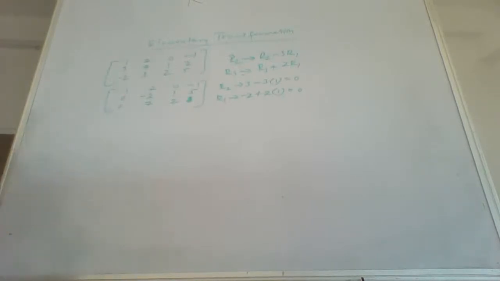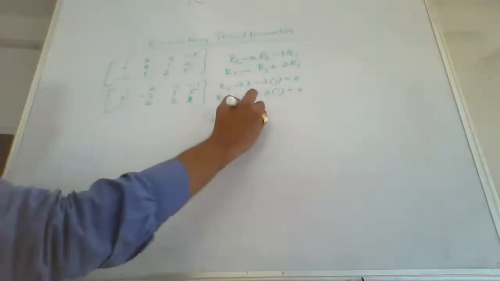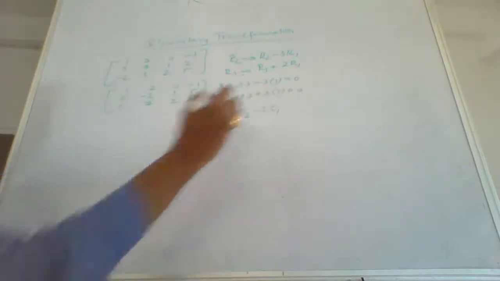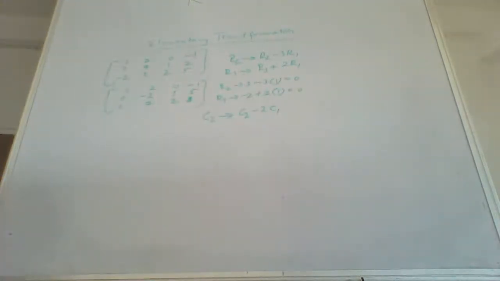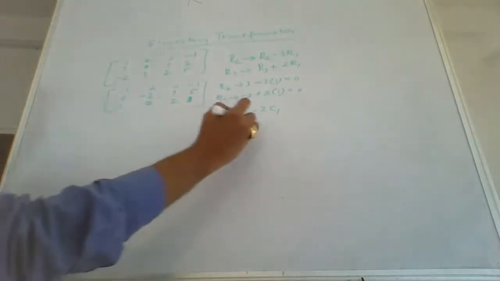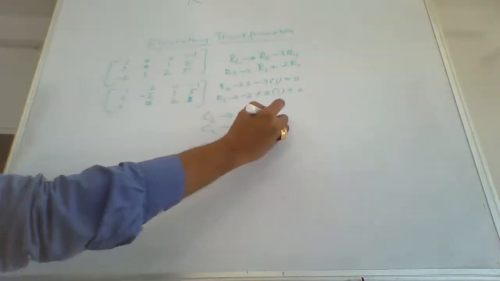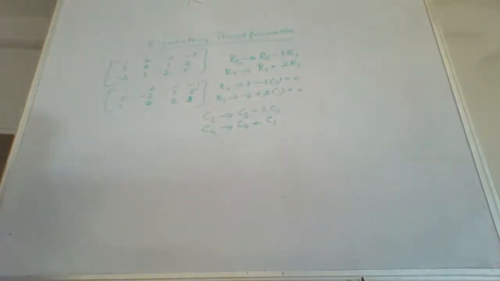Now let us look into column operations. So we have 4 columns here. Let me try to solve that. So column operations, C2, which is C2 minus 2 C1, C4 is C4 plus C1. Let us do that.